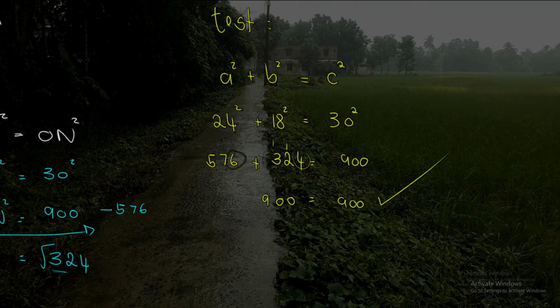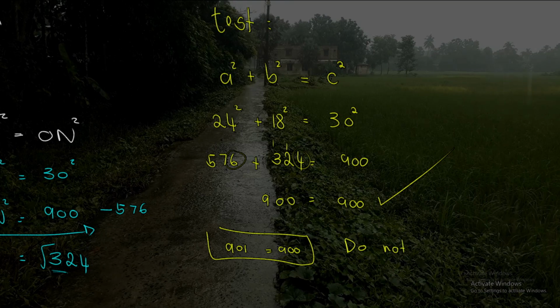So now you might wonder, what if it's not equal? What if you have like 901 is equal to 900? Well, in this case, we do not have a right triangle. Okay, we do not have a right triangle. So we can add this little dash through the equal sign.